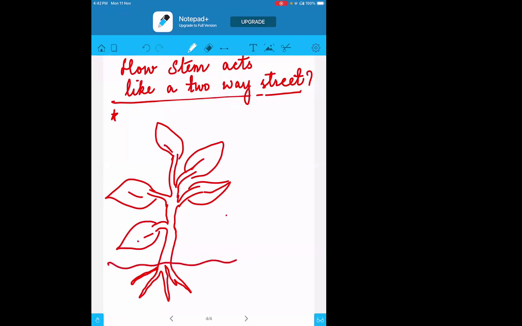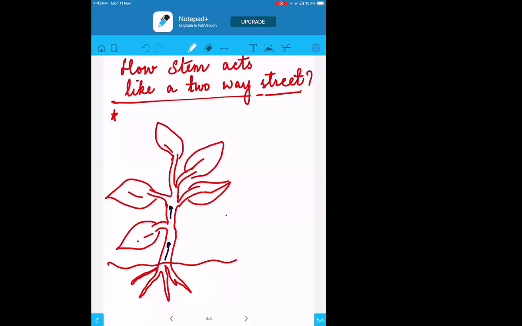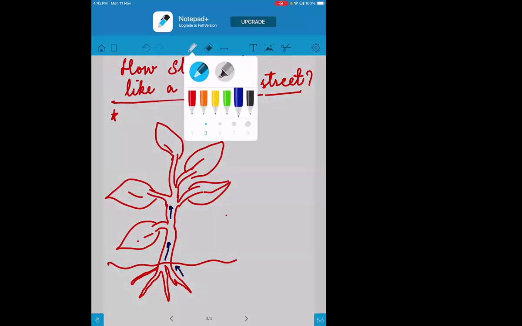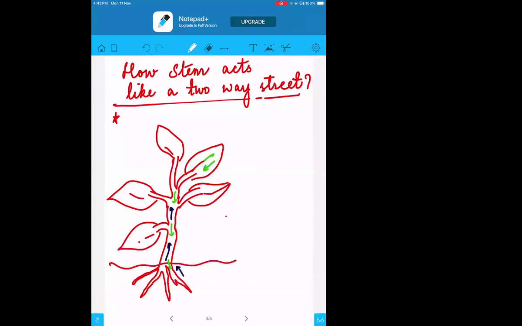So what will the roots be doing? They will be taking the minerals and the water upwards, right? Upwards means through the stem, it will go to the leaves also. Whereas when we talk about the upper side, in the leaves, the food will be prepared. They will transport this food from the leaves to the stem, and the stem will give it to the other parts of the body. That is how we can say that it is a two-way street. So from both sides, something or the other can go through it.